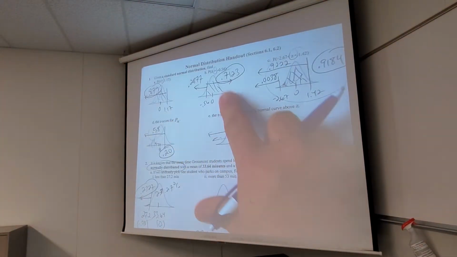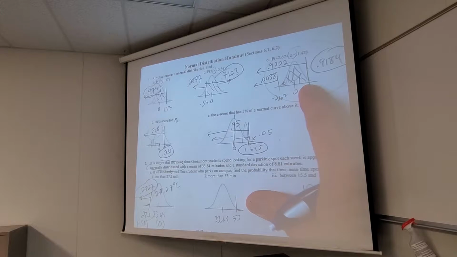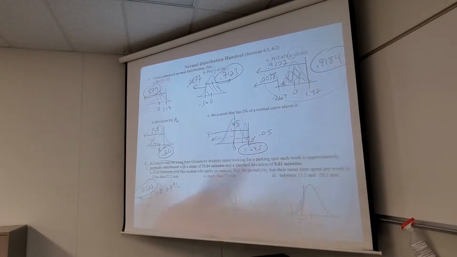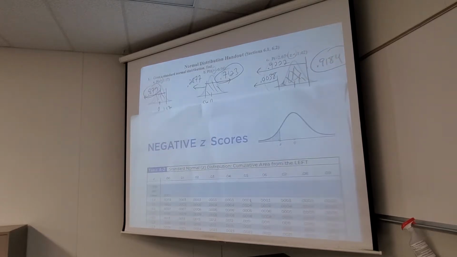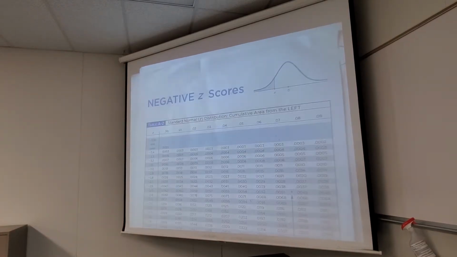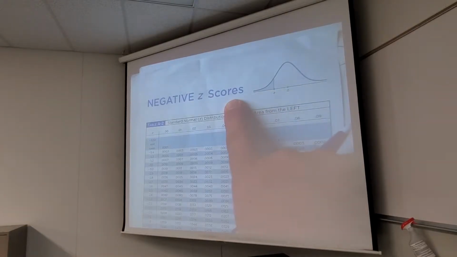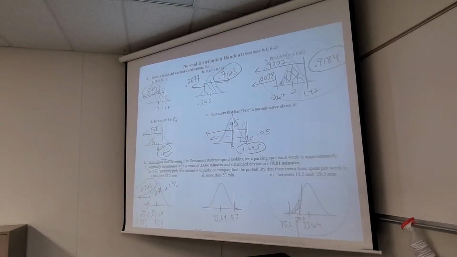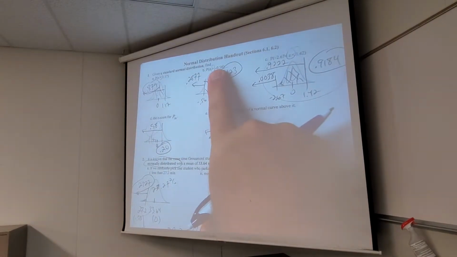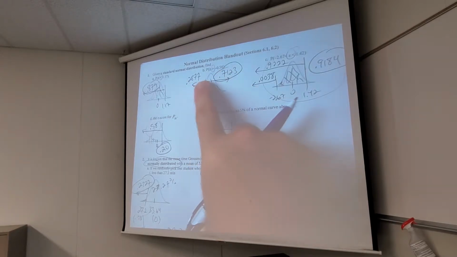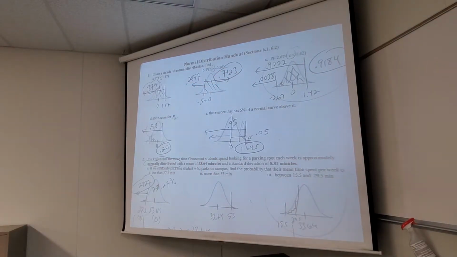So let's come back to this. These first few were just like the one we just did. Whenever you use the chart, what's the only thing the chart understands? Areas that are below the z-score. That's all it understands. That's why it's just one sheet. So if I want an area above, greater than something, I have to look that number up and then do 1 minus to get the other side.